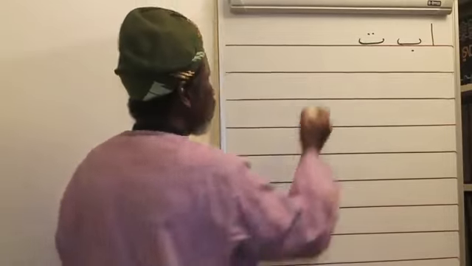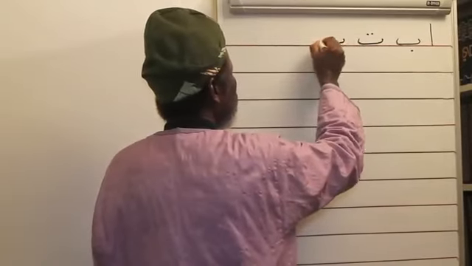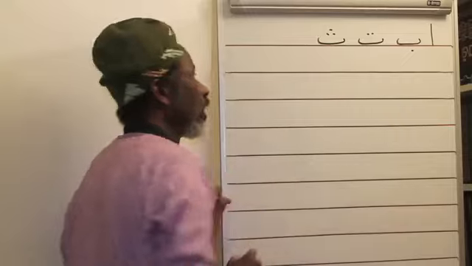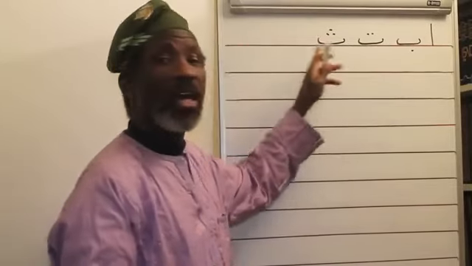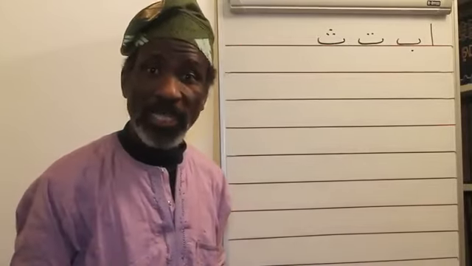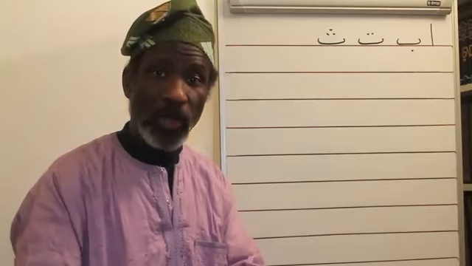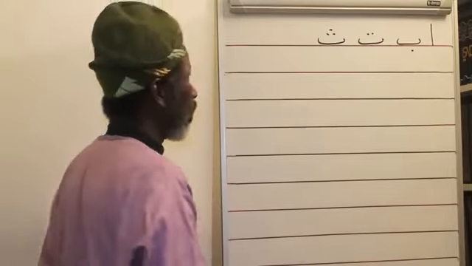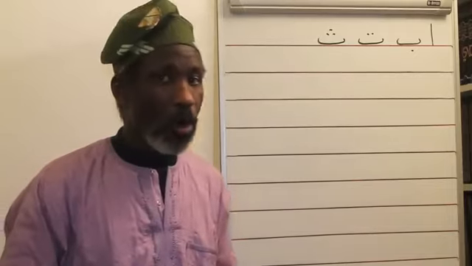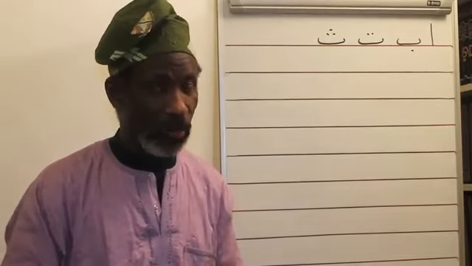Tha. Write the same family and then put three dots above. So alif, ba, ta, and tha. Well done. 4 letters is gone already. You know how to write it. You know how to read it. Well done. Easy. So the next family, also there are 3 in that family as well.